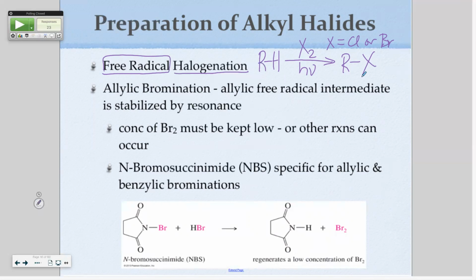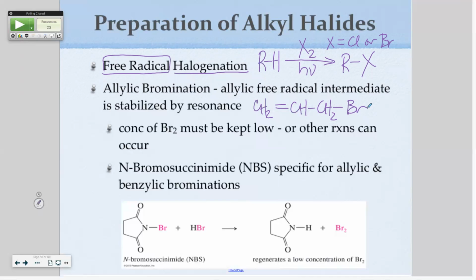Allylic bromination is where you make an allylic free radical intermediate that is stabilized by resonance. So here is an allylic compound. We want to make that compound. Let me go through the slide. I need a slide to write on.